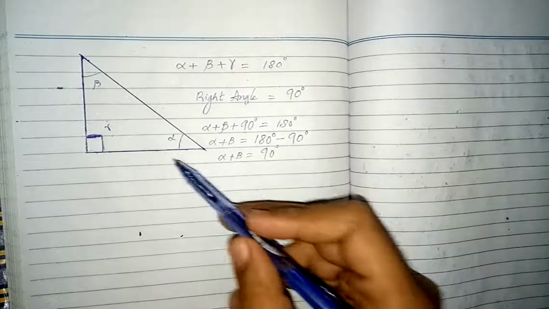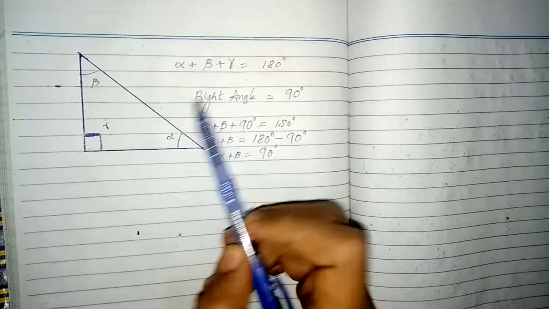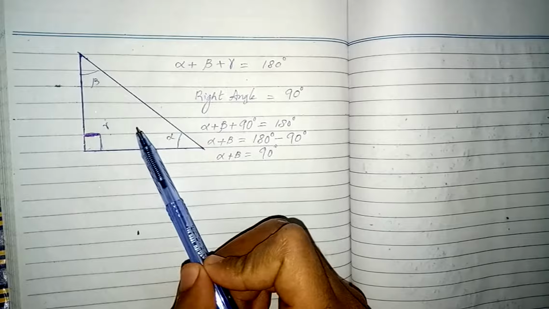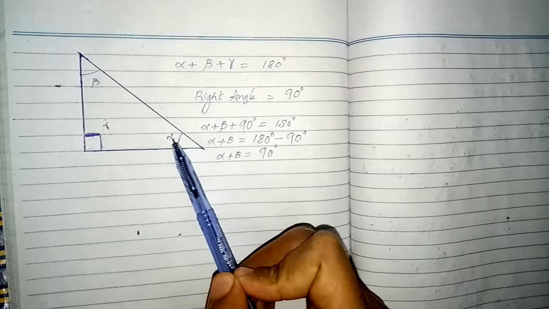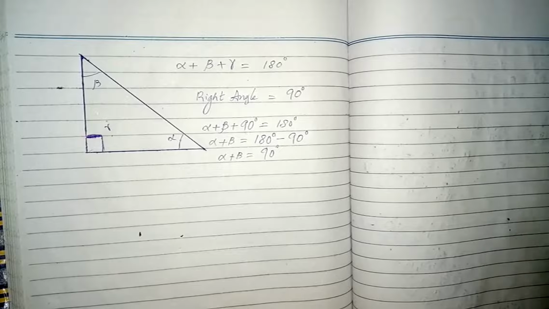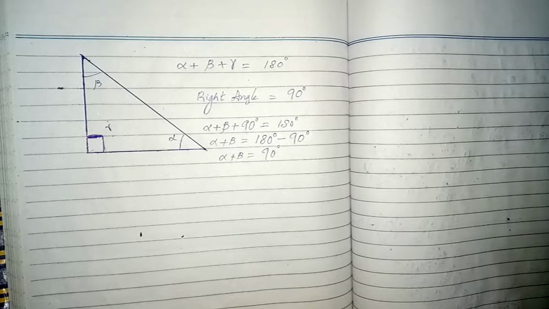For example, if alpha is 30 degrees, then beta should be 60 degrees. If alpha is 45 degrees, then beta should be 45 degrees. Means the configuration depends on the first angle, this angle or that angle, that doesn't matter. So we have discussed a right angle triangle and some of the basic definitions of the triangle. So here is a right angle triangle.